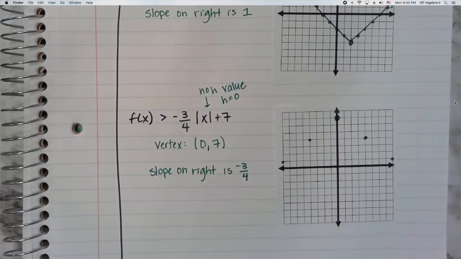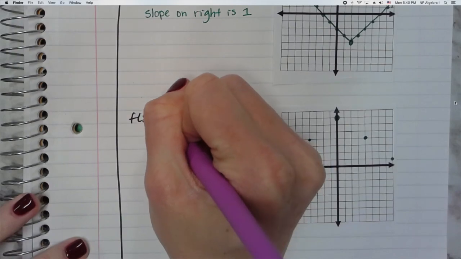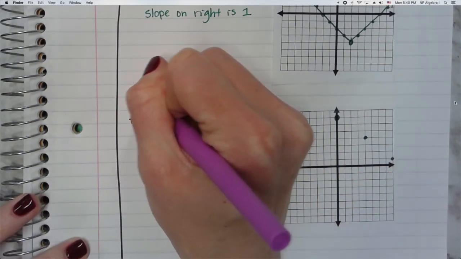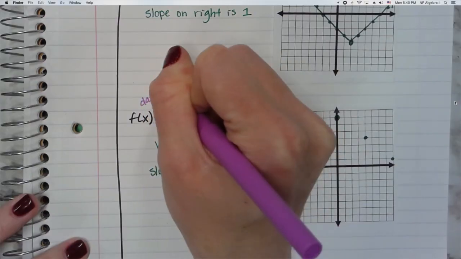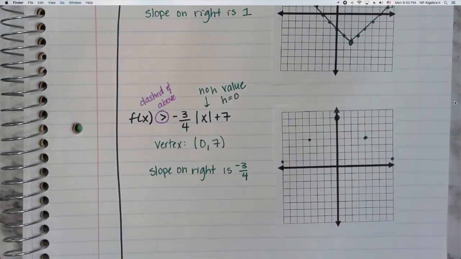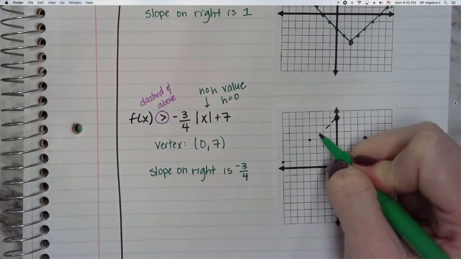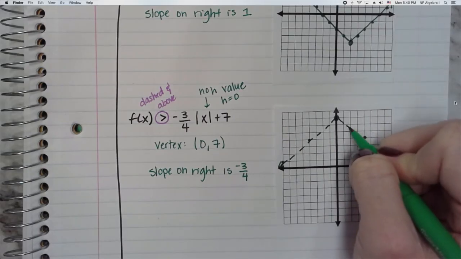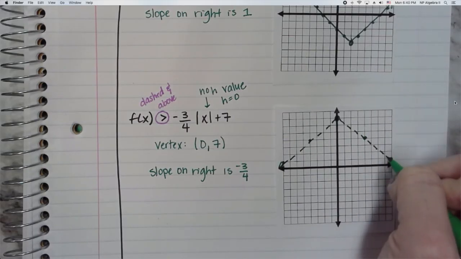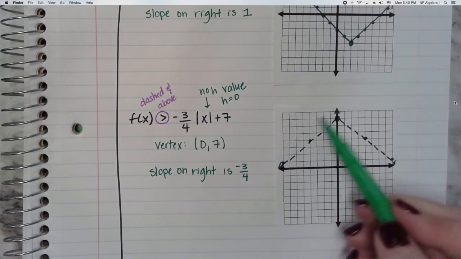Now we have to take a look at our inequality symbol. So our inequality symbol is greater than. So that means this is going to be a dashed line, and we're shading above. So dashed and above. All right, so let's connect our dots with a dashed line. And then shading above just means everything above our V shape. So all of this up here.